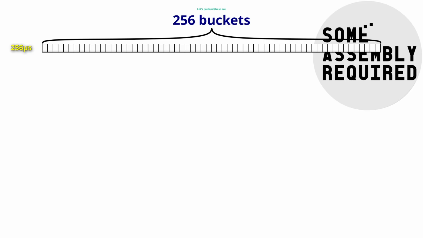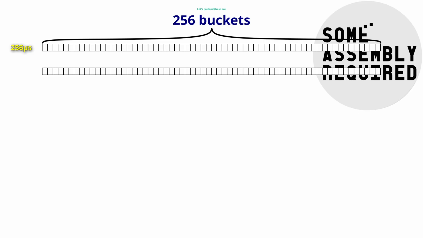So we can add another array, a second array. This array has a lower resolution. Each bucket in that array corresponds to 256 microseconds. In other words, each bucket in the second level array covers the same time frame as the whole first level array. If this array also has 256 buckets, we now cover 65,536 microseconds, or around 65 milliseconds. While better, it's still highly likely that we're going to need more than that.